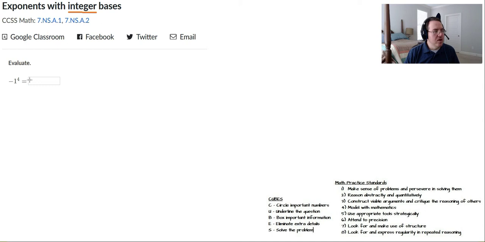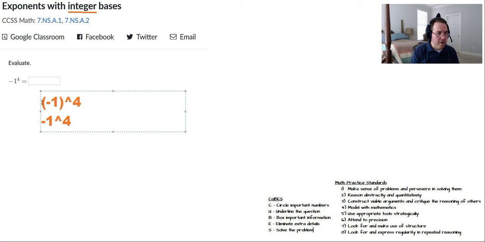Now, I've linked you a video on this, but there's a very important difference between these two problems. Look at this. So if this problem had said negative 1 to the 4th power, that is very different from negative 1 to the 4th power. That is the number one thing.